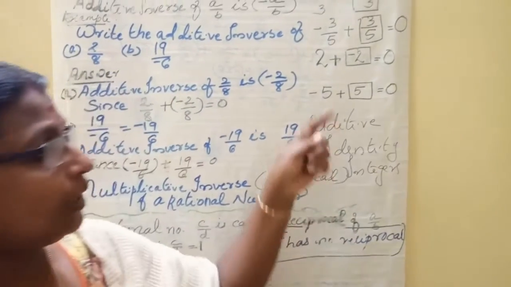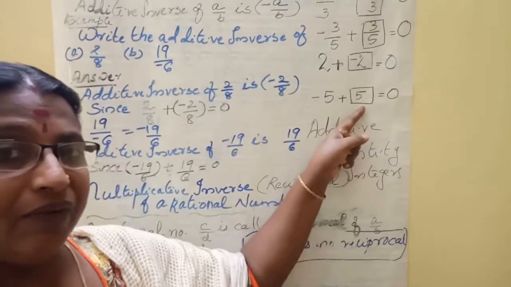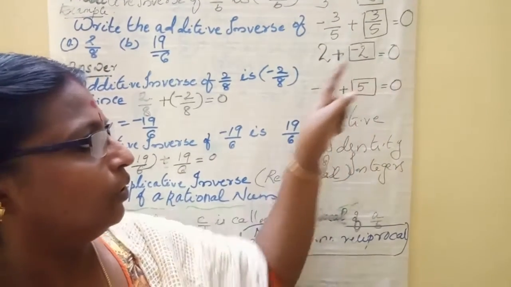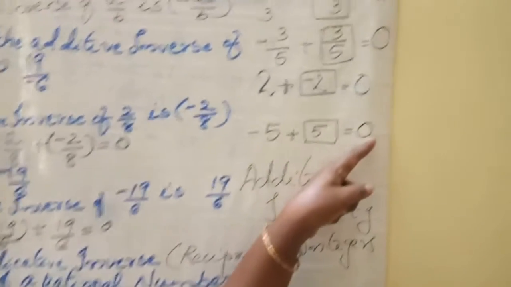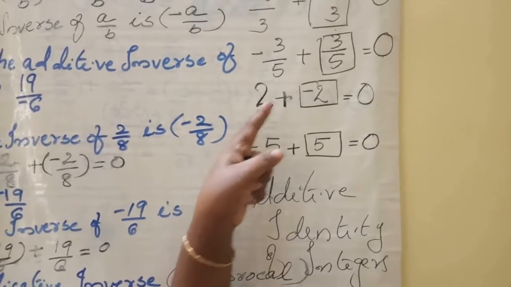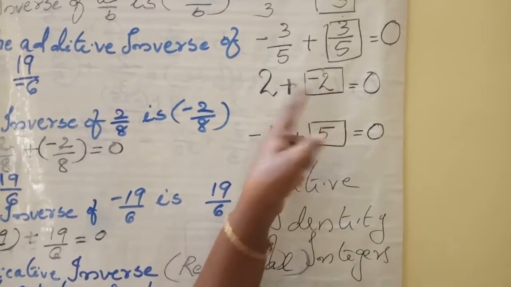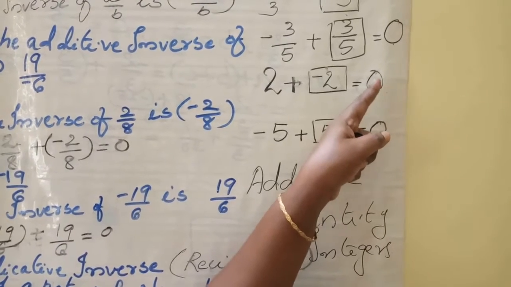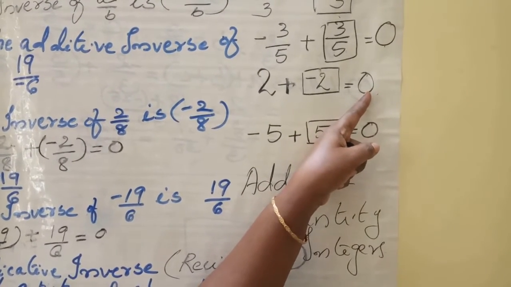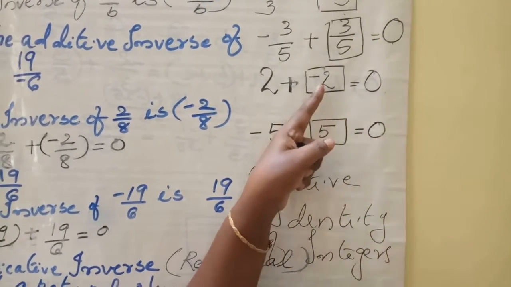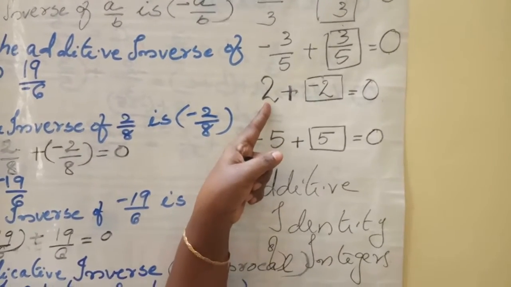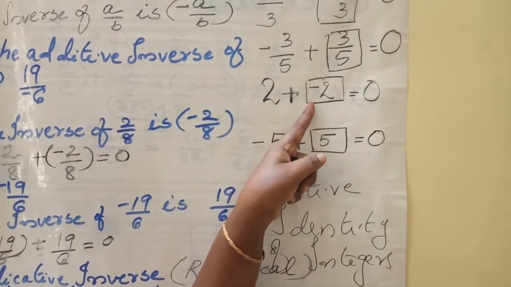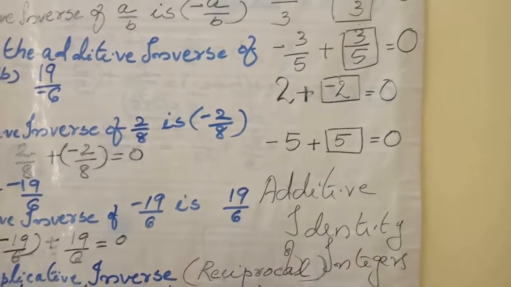Okay. Now here you can see that in the case of integers, again we consider integers, 2 plus minus 2 equal to 0. Minus 5 plus 5 equal to 0. That means 2 is being added to minus 2. That means negative of 2 is minus 2. You get, what is the answer here? The additive identity 0. So by getting the additive identity, we are adding minus 2 to the given number 2. So this minus 2 is called what?